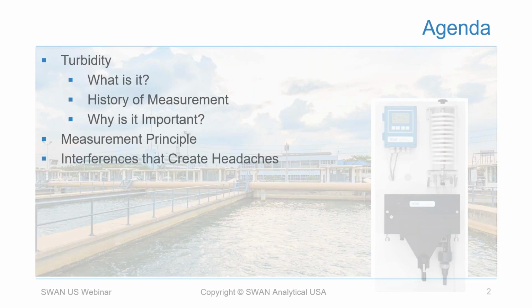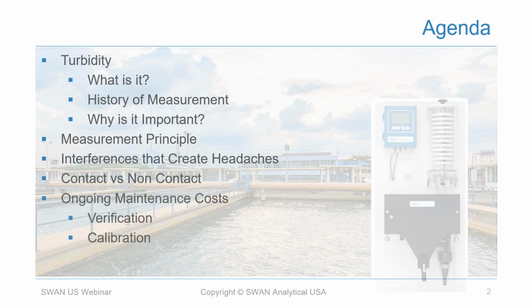And then we'll talk about some interferences that create headaches for end users, such as yourself. I'm going to cover contact versus non-contact turbidimeters and some of the ongoing maintenance costs like verifications and calibrations. And then I'll give a summary at the end to go over what we've talked about and try to pull it all together in a nice bow.